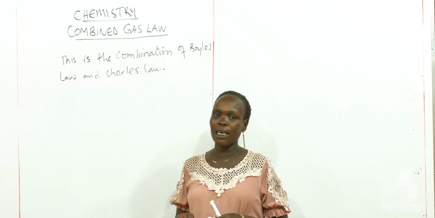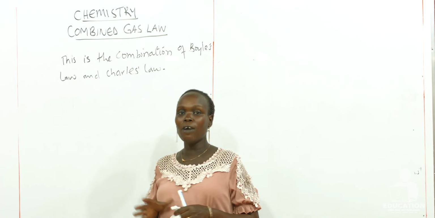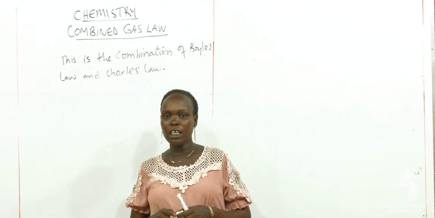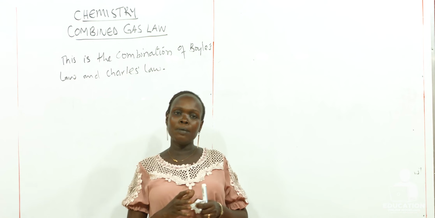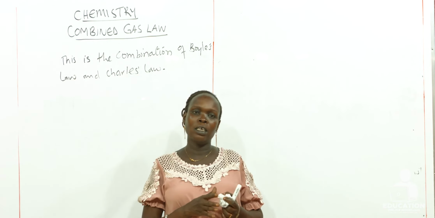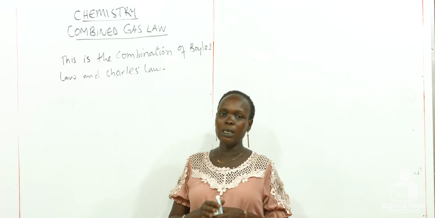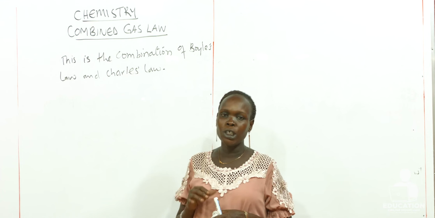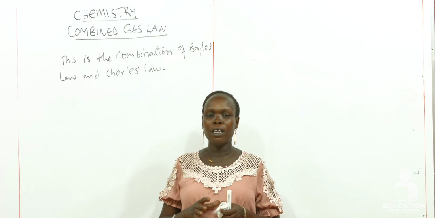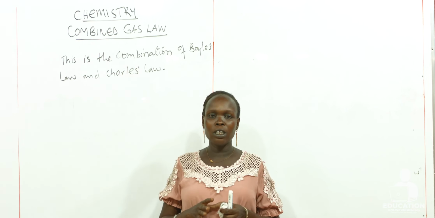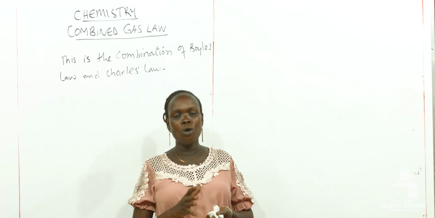Boyle's law and Charles's law are different gas laws. The first one, Boyle's law, tells us that when you keep the temperature constant, the pressure and the volume change. The second one, Charles's law, states that when the pressure is kept constant, there are changes in temperature and volume. The temperature here is the absolute temperature. When you combine these two together, we have three terms: the volume, the pressure, and the temperature, all combined together.